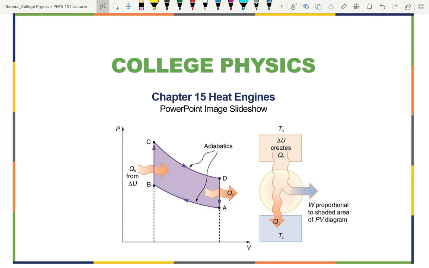So we are going to continue with heat engines. We will finish heat engines today. I know I've been going a little slow on this thermodynamics. It seems like I haven't done enough.